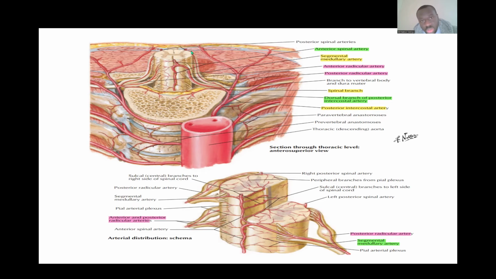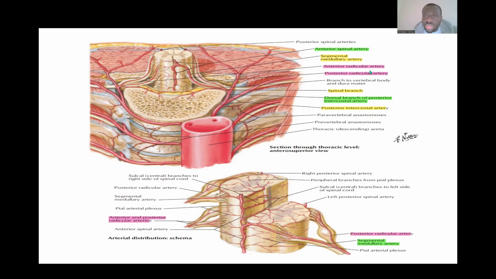So you can see it's also going to supply the spinal muscles, the erector spinae muscles, and it's going to give the spinal branch. So they have the anterior radicular and the posterior radicular branches. Remember when we looked at the substructure of the spinal cord, we said the spinal nerves emerge from the spinal cord as rootlets, and those rootlets join to form roots, and those roots join to form the rami. So radicular means related to the roots, the spinal nerve roots.